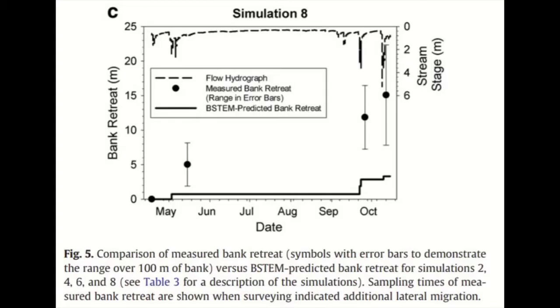The main results from the study show that B-stem drastically underestimated the bank erosion in all scenarios, but was able to estimate the time of those bank failures. As you can see here, it appears that measured results occur after the simulated results. The authors explain this was due to a lack of personnel in obtaining timely results.